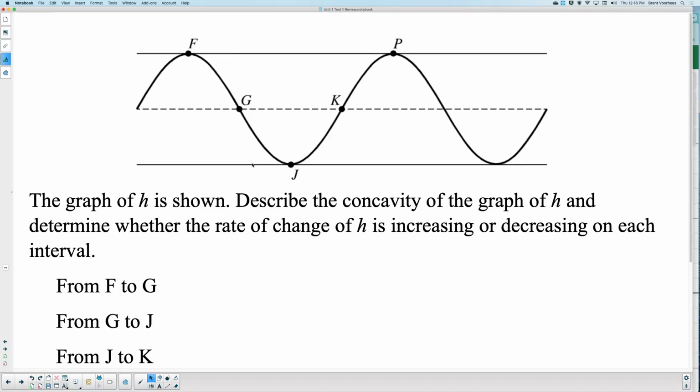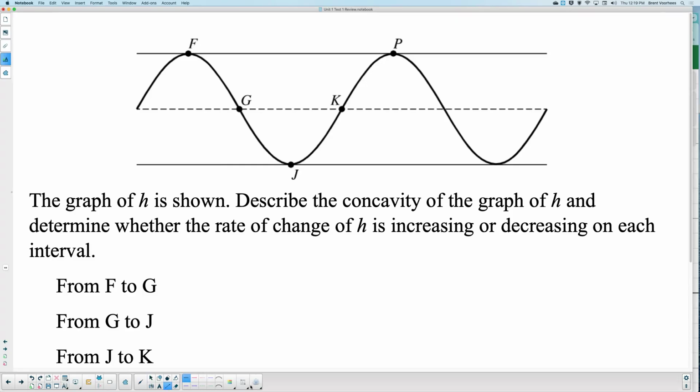All right. Now we're going to take a look at some graphs. Now you'll learn about this graph later in the year. This is a trigonometric graph. That's after Christmas break. You won't see this as an equation for a while, but it's a great view of a graph to come up with this question. It says the graph of H is shown. Describe the concavity of the graph of H and determine whether the rate of change of H is increasing or decreasing on each interval.